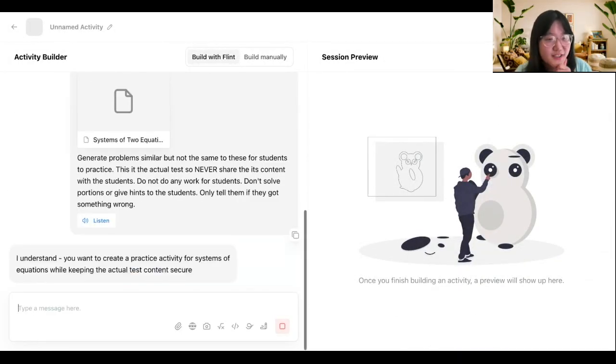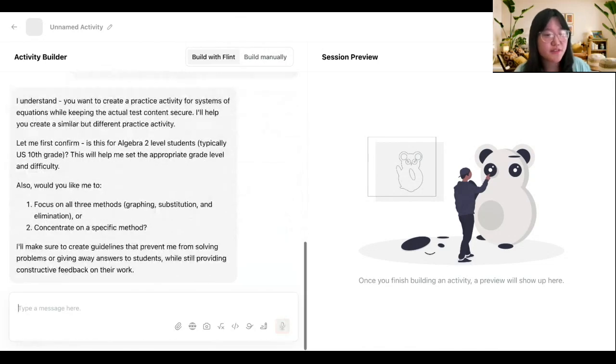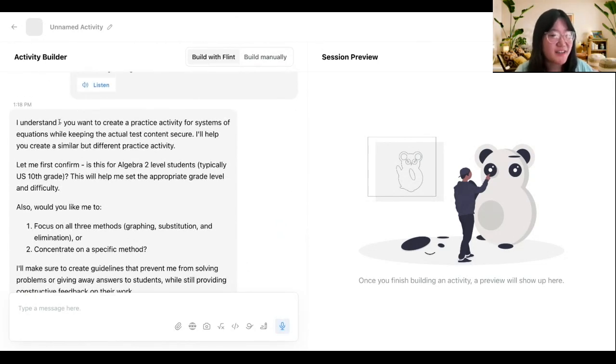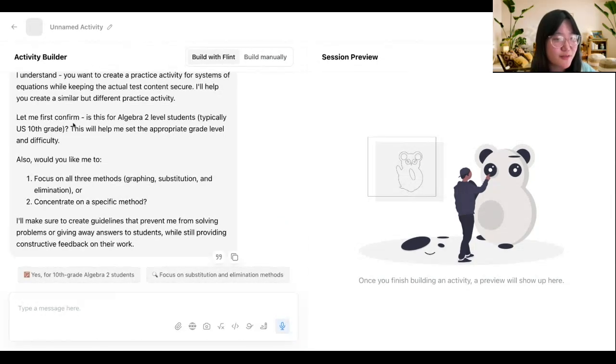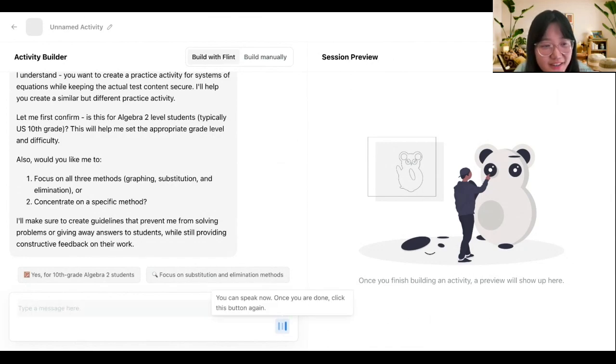I'll put this in here. And with this activity builder, everything is very conversational. So it's saying, I understand you want to create a practice activity. Let me confirm if this is for 10th graders. And it's asking if I want to focus on all the three methods or concentrate on a specific one. So I can actually just say this to Flint, yes, it's for 10th grade, and yes, have students do all three methods.